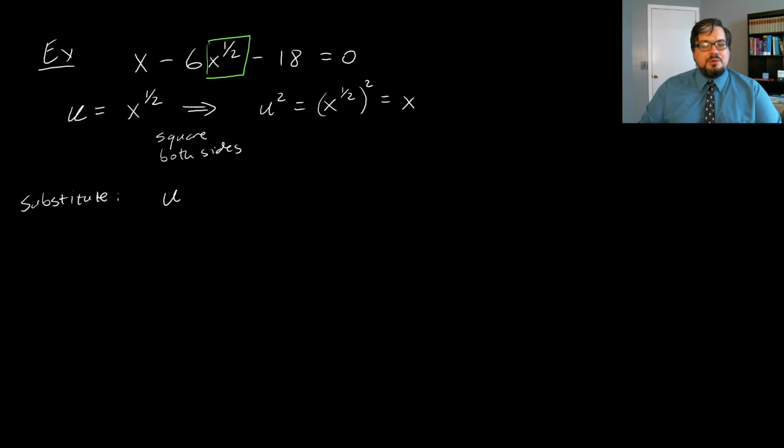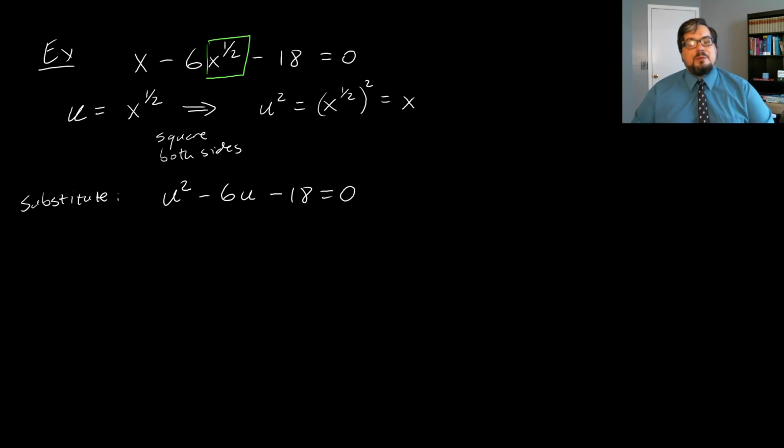we get u squared minus 6u. x became u squared, x to the 1/2 became u, the constants stay the same, and so now we have the equation u squared minus 6u minus 18 equals 0. And now we've changed our original equation, which wasn't even a polynomial equation because it's got these fractional exponents, into a quadratic equation that we understand pretty well. And this one factors, so that's how we're going to solve it.